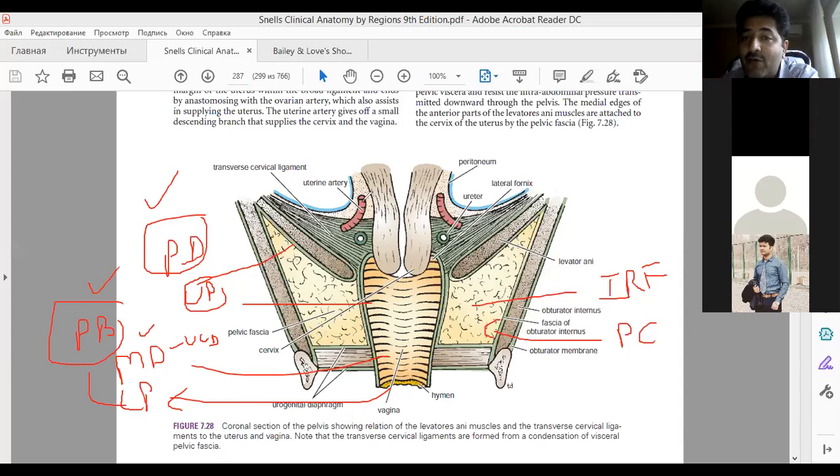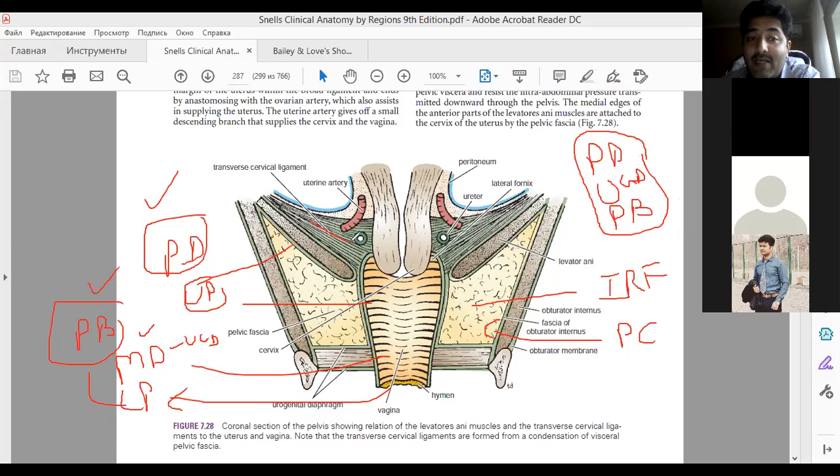Now, the uterus, please remember, has good supports. I said to you, it is the pelvic diaphragm, the urogenital diaphragm, and the perineal body, right? These are the good supports of the uterus.